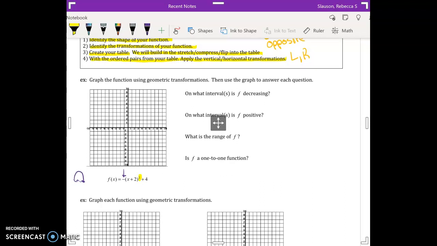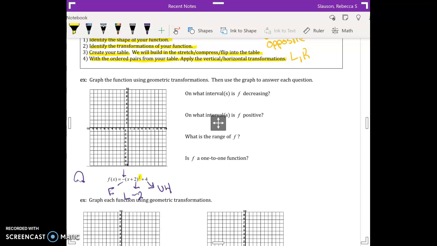So what are the transformations? This negative is going to flip it. I'm not going to write these all out. The 2 is in our house. This time our house are parentheses. I'm going to take the opposite and think -2, which means it's going to go left 2. And then this 4 I'll leave as is, and it will mean to go up 4. So we have a flip, left 2, up 4.